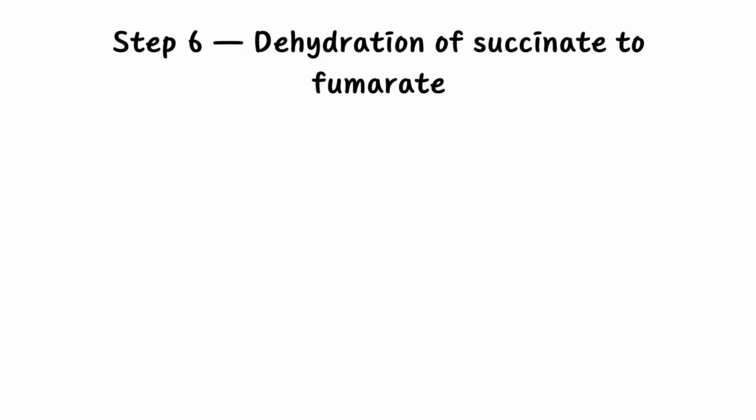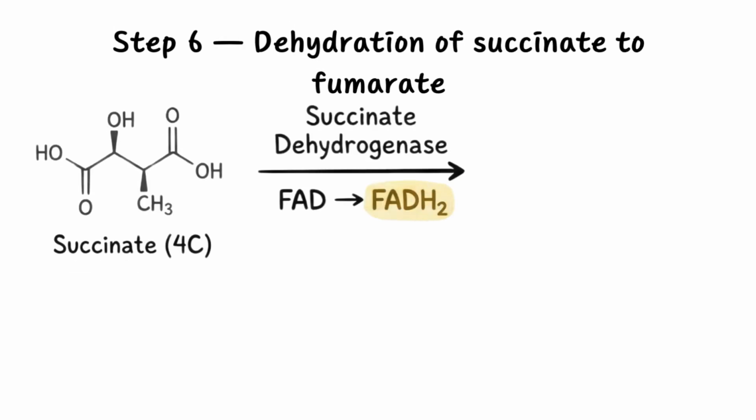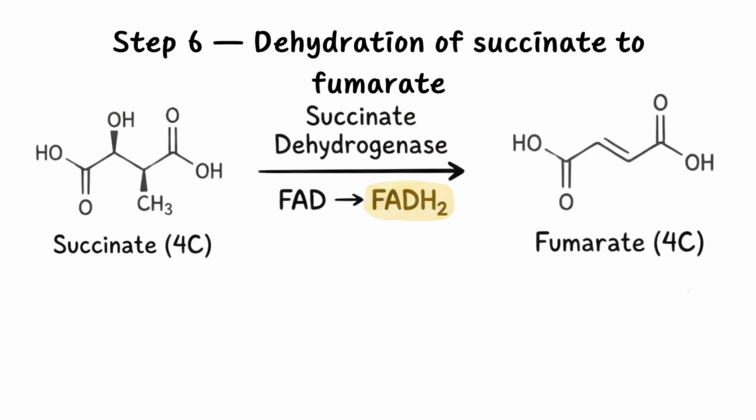Step 6, dehydrogenation of succinate to fumarate. Succinate is oxidized to fumarate by the enzyme succinate dehydrogenase, with FAD acting as the electron acceptor, forming FADH2. This FADH2 contributes to the formation of two ATP molecules.